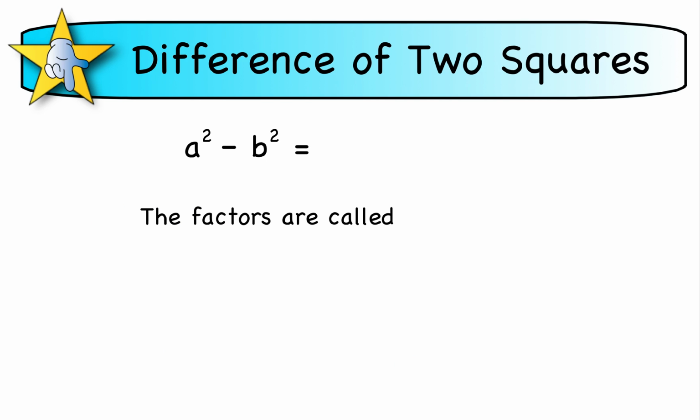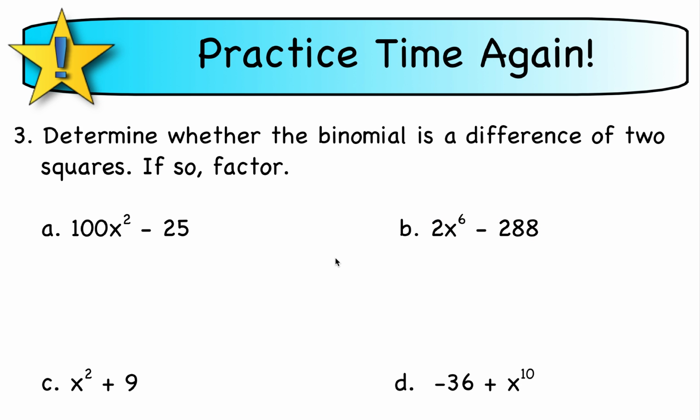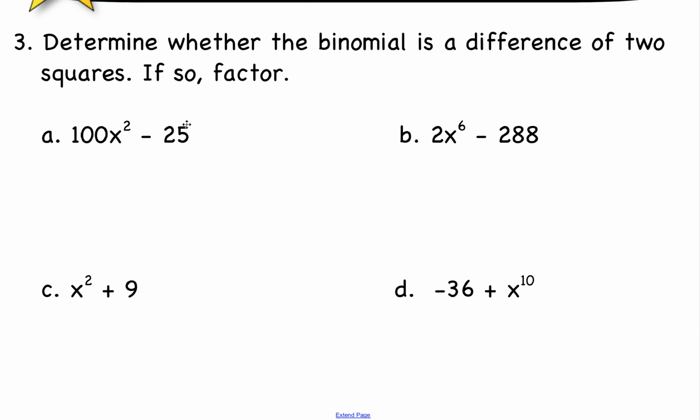So now we're going to look at the difference of two squares. And the difference of two squares, a squared minus b squared, is (a plus b)(a minus b), and it doesn't matter which order you put these. These factors are called conjugate pairs. So let's do some practice on these. Conjugate pairs, factoring the difference of squares. Determine whether the binomial is a difference of two squares, and if it is, let's factor it.